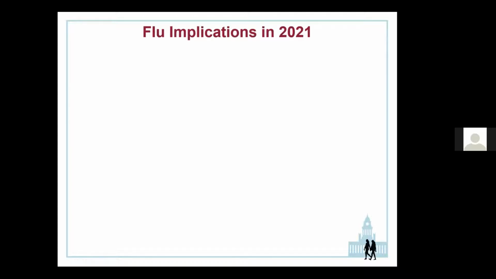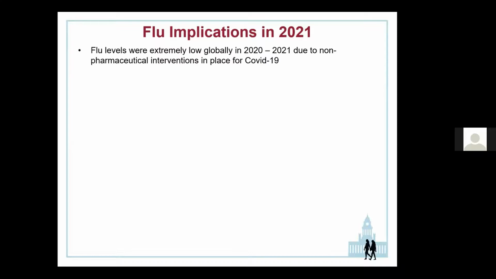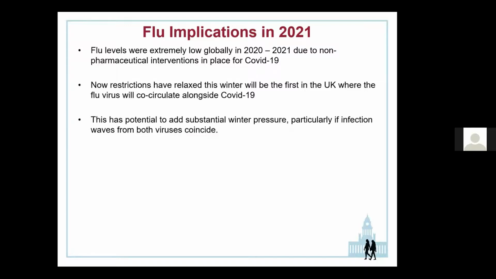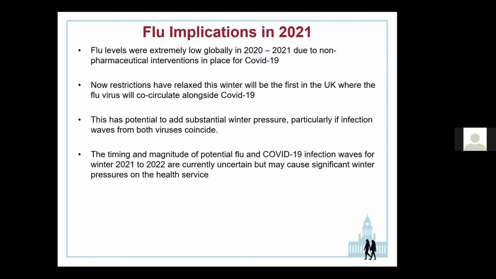Now let's look at the flu implications for the 2021 season. As already mentioned in the previous slide, the flu levels were much lower globally last year due to the restrictions in place and public health messaging around the COVID-19 pandemic. Now restrictions have relaxed, this winter will be the first year in the UK where the flu virus will co-circulate alongside COVID-19. This has the potential to add substantial winter pressures to the NHS and the social care system, especially if infection from both viruses coincide.